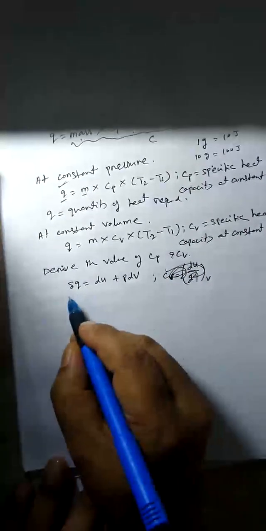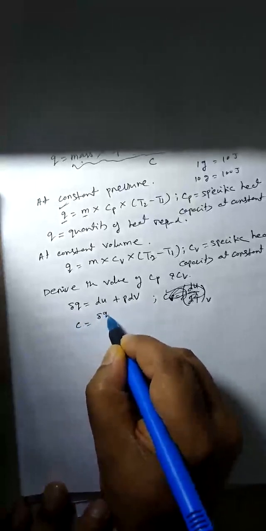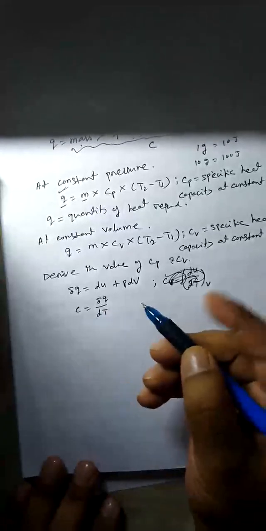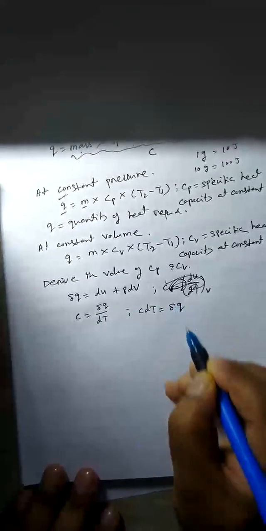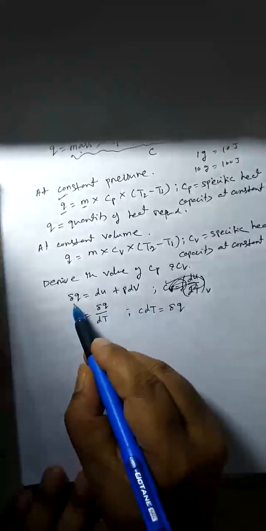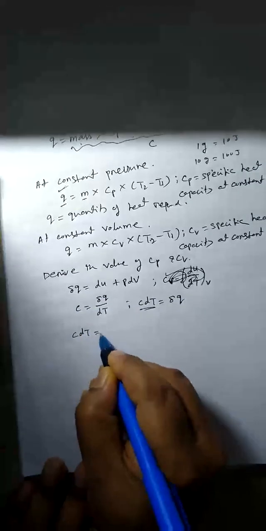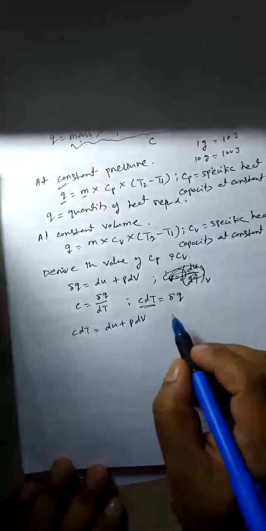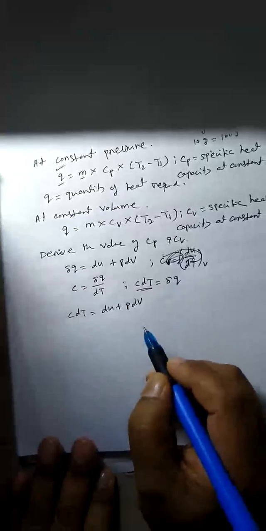So del Q is equal to dU plus P dV. We know that C is equal to del Q by dT, from the heat capacity value. Then C dT is equal to del Q. So in place of del Q I write this thing. That means C dT is equal to dU plus P dV. So at constant volume, I consider C dT equal to dU plus P dV.